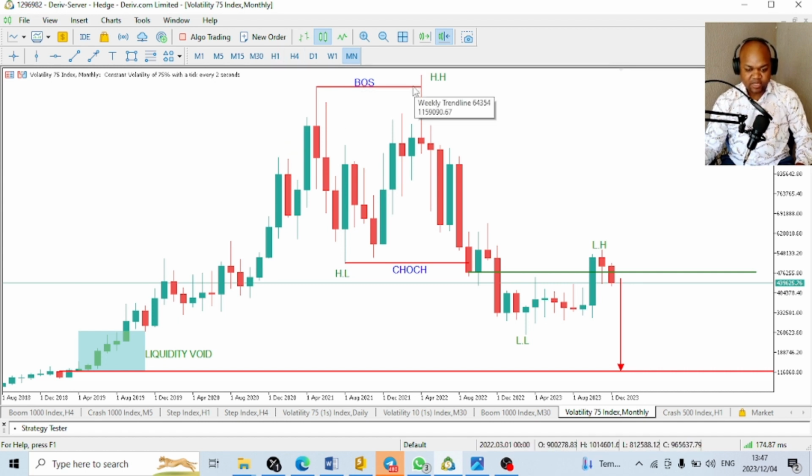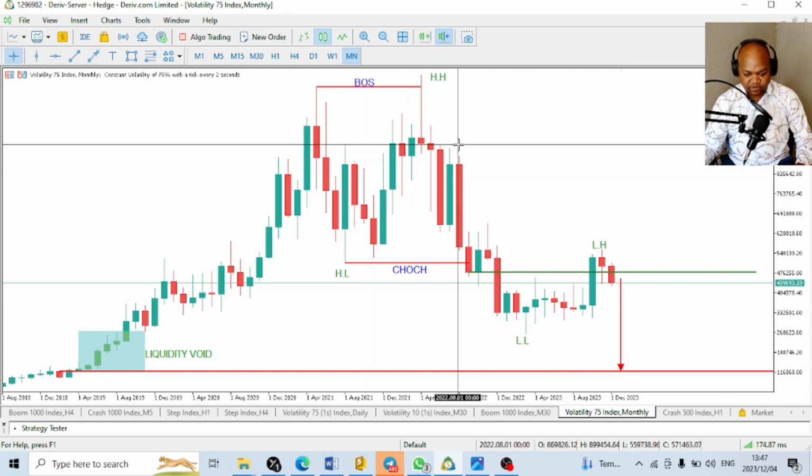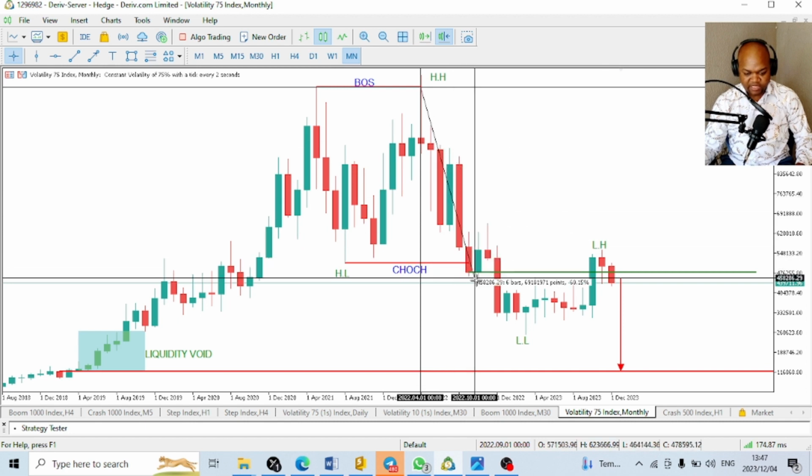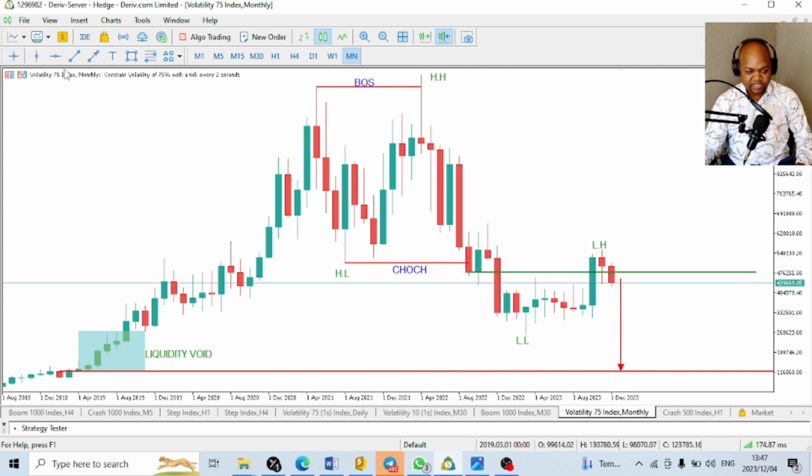Then after that, what we see is that the price dropped down. I think it was from August 2022. The price was dropping down until it reached this point. When price reached this point, we can see that the price was able to break below or close below this previous high low, which resulted in the break of structure. So this low was the valid low, and we have price closing below this low.